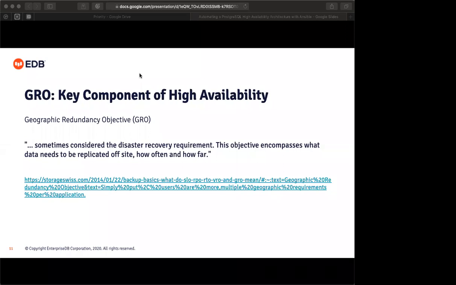Something happened to one of your data centers in one region. How much time would you take to recover the services across the geography? So this is also a very well known concept in high availability, and people do maintain the GRO, or recovery point objective or recovery time objective, across the region.